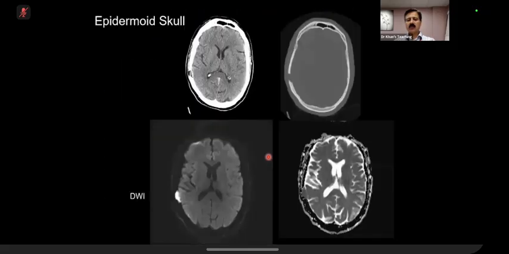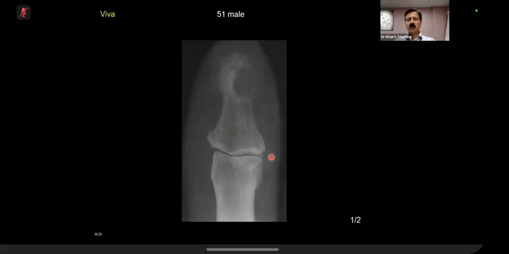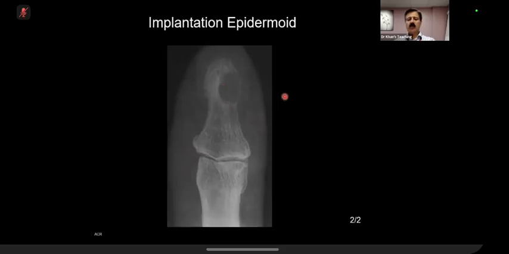But this particular case is an implantation dermoid. Implantation dermoid, what is that? This is post-trauma. So maybe a thorn injury or something. So part of the skin goes in and it starts growing. And when it starts growing, because it is stratified squamous epithelium, it is meant to grow with time. So this is the same concept as epidermoid in the skull wall, or a cholesteatoma in the temporal bone.